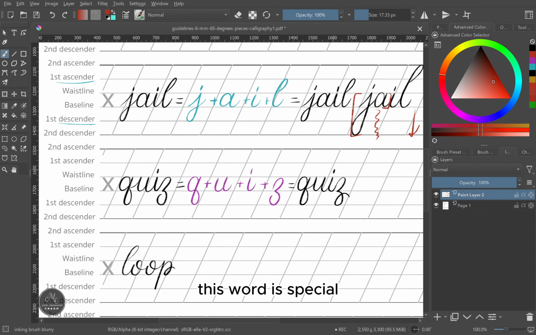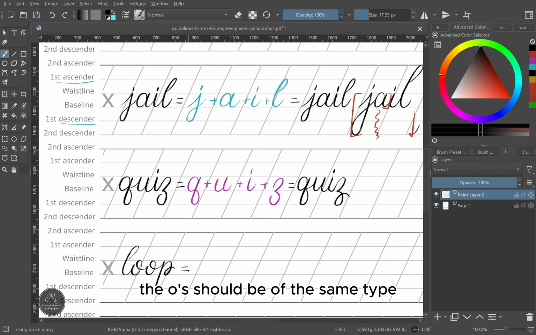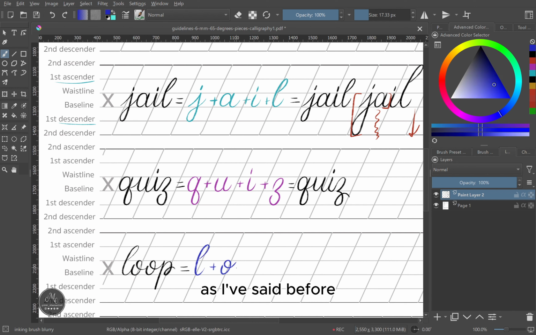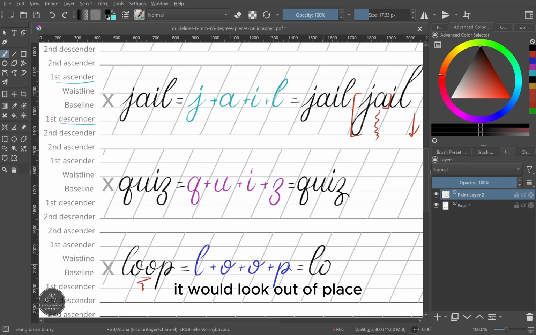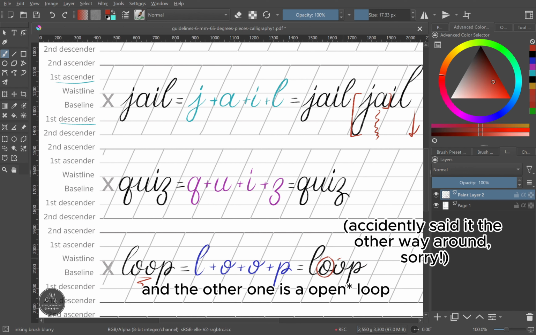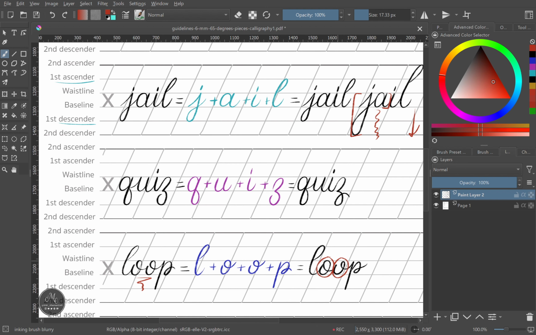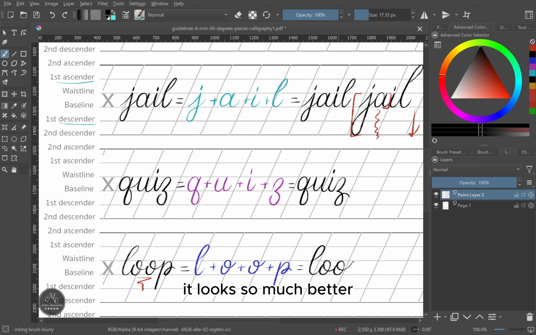This word is special because there is a repeat of alphabet, meaning you have to take extra care when writing such words. The O's should be of the same type. As I've said before, there are several styles of a letter. If you were to write O's in two different styles, it would look out of place. See how it doesn't look nice? One O is an open loop and the other one is a closed loop. But when I change it back to the same style, it looks so much better.